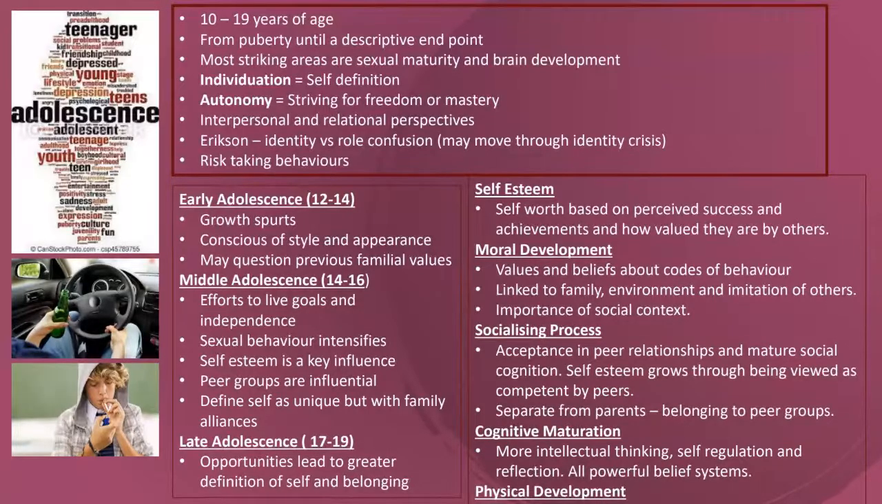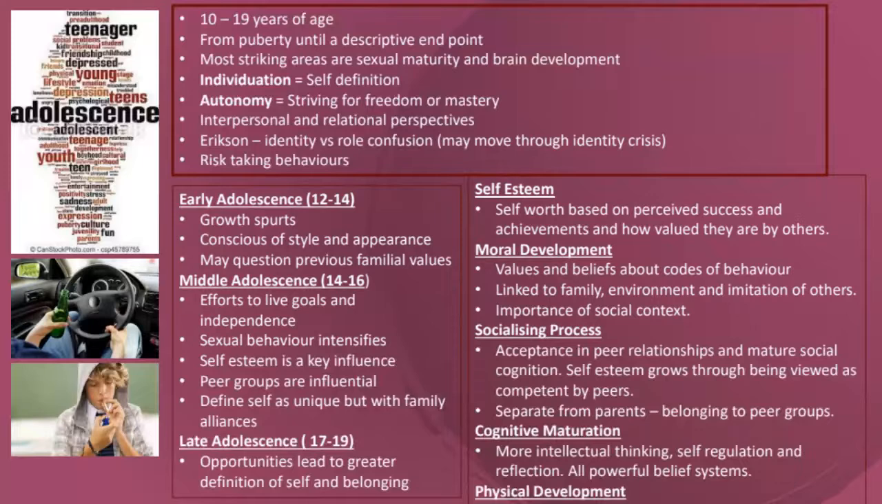But important in adolescence is these components of adolescence that develop. We develop our self-esteem, which is how much we value ourselves, but it's often based on what the people around us think, how we feel we're valued by others. That's how we develop our self-esteem. We develop our morals. So we start to move through Kohlberg's stages, and we start to maybe sometimes question values and beliefs about behavior. And our moral development is very much linked to our family, our peers, and the environment that we're in. We start the socializing processes about being accepted in peer relationships.